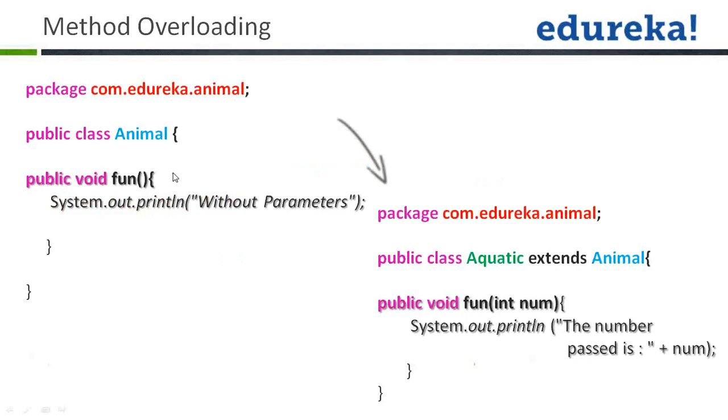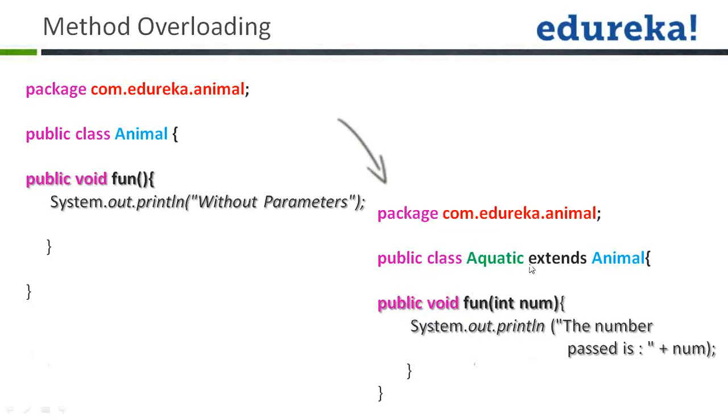The example is saying that this is the animal class. Within that I defined a function right here, without parameters. Now we come to the second class. Overloading can also be done in the same class. You can overload a particular method in a particular class, but I'm showing you in an extended class. In Eclipse I'll show it to you.